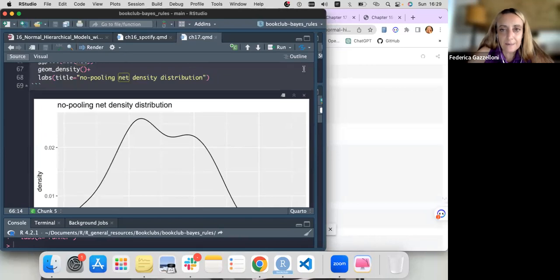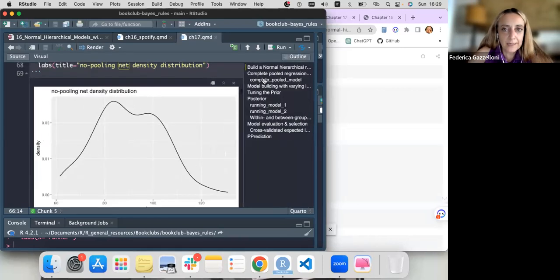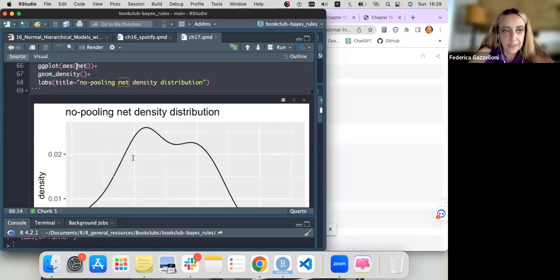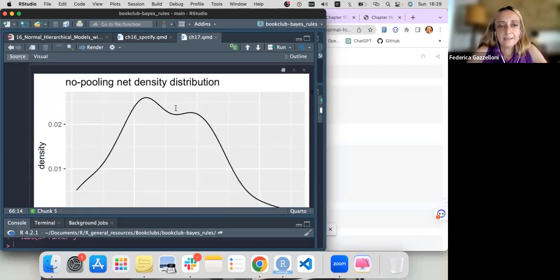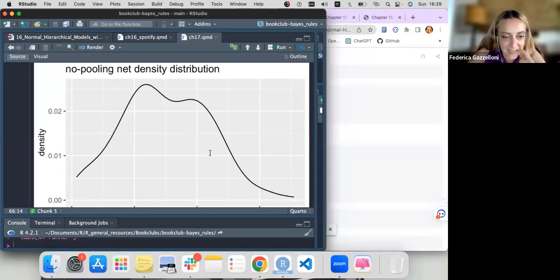I mentioned that we don't do no pooling partial, but this is no pooling. This density, as we saw last week, we haven't grouped it in any manner. So here the running time is no pooling, and so we can see clearly how the distribution of the running time looks like.